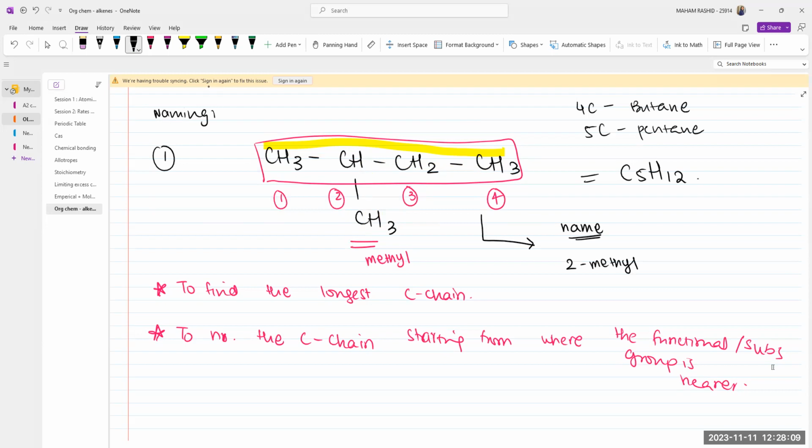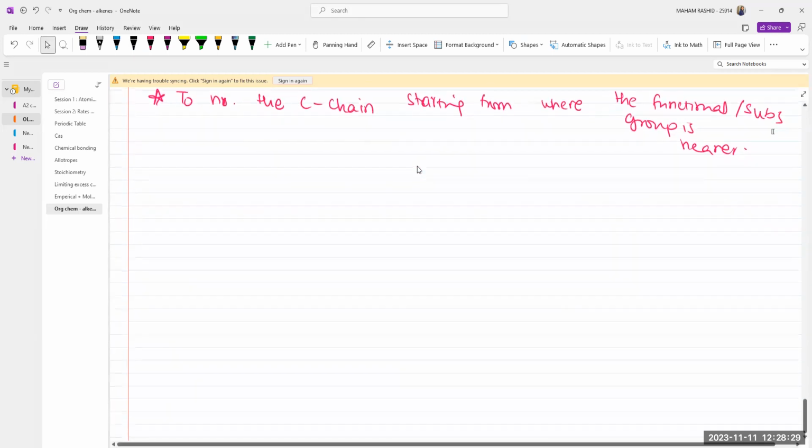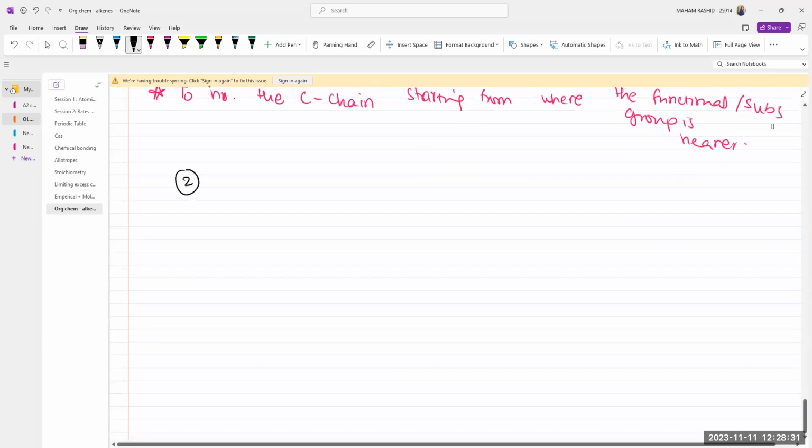So this is how you go about it. This is going to be 2-methylbutane. So why did we write butane? Because your longest carbon chain is a carbon chain that has 4 carbons, right? Now we are going to do another example. Are you good with this? Will you be able to do the next one on your own?